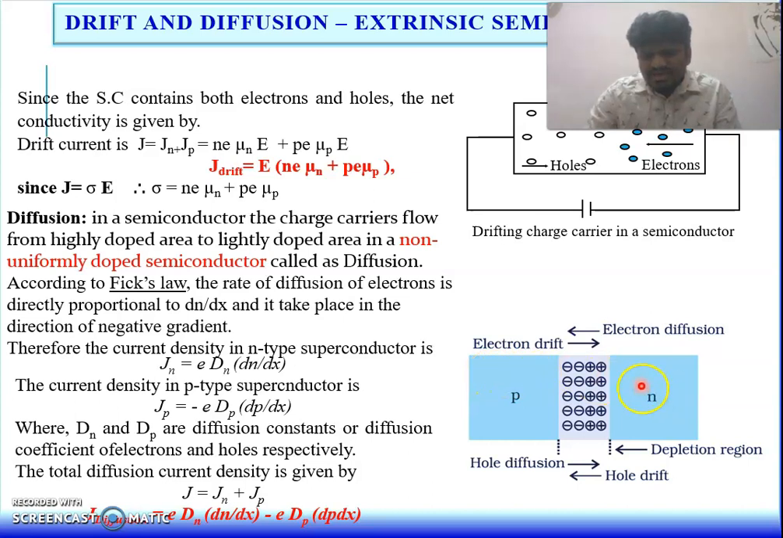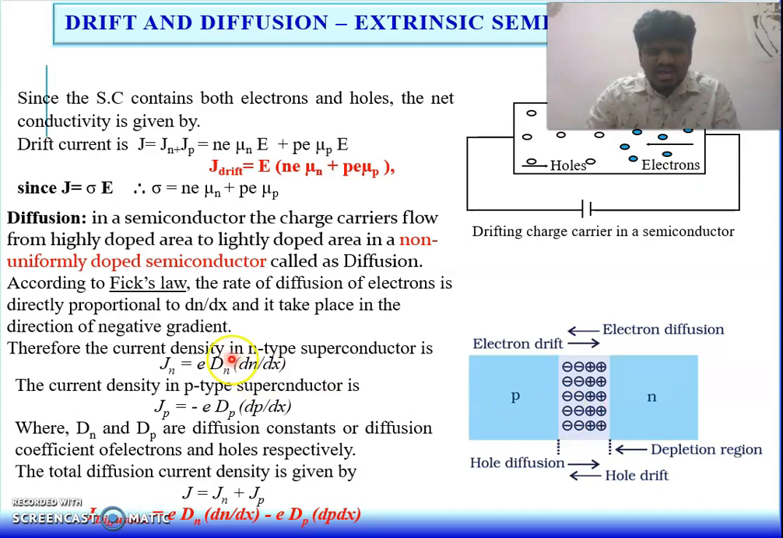So wherever non-uniformity is there, in an n-type semiconductor, electrons will move from high concentration doping to low concentration doping. Similarly, in a p-type semiconductor, holes will move from high concentration doping to low concentration doping. Due to this, a current is induced in semiconductors due to the flow of electrons and holes by diffusion. The diffusion is nothing but the gradient of the concentrations, either in n-type or p-type semiconductors.